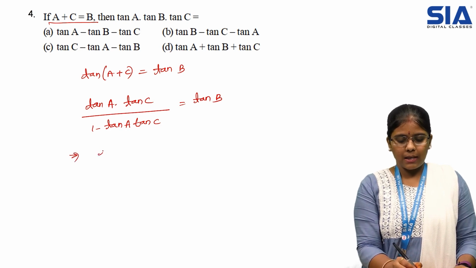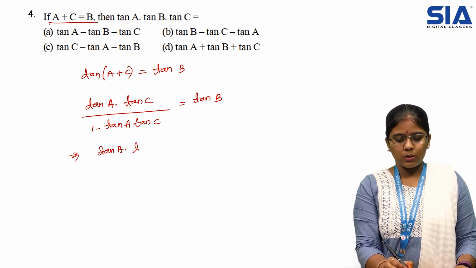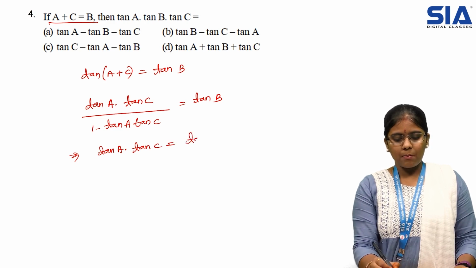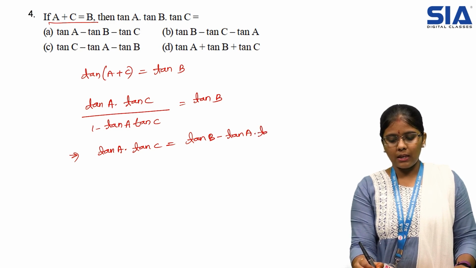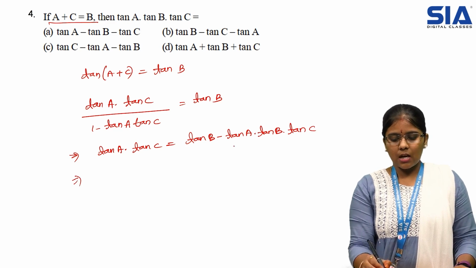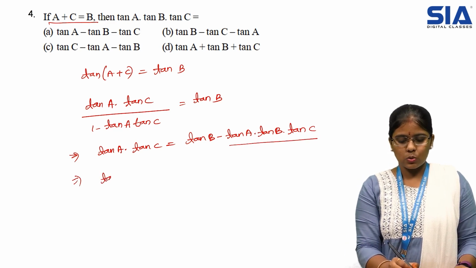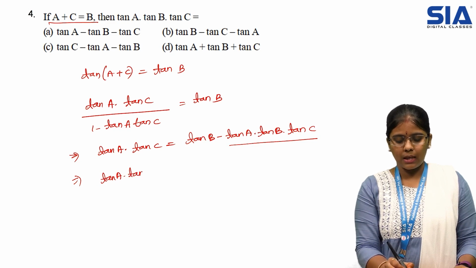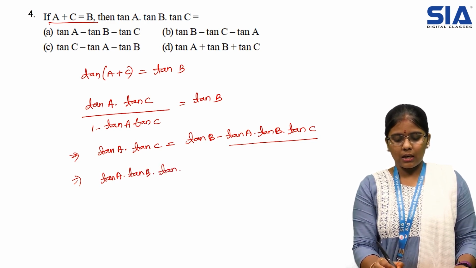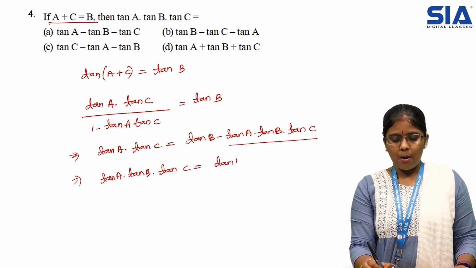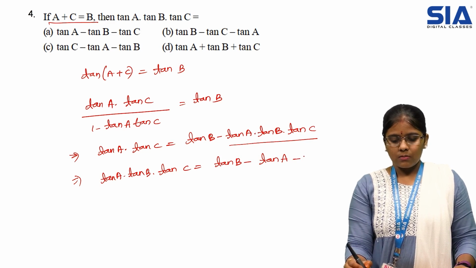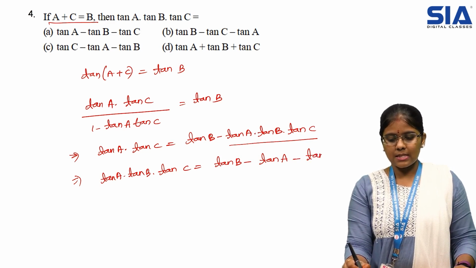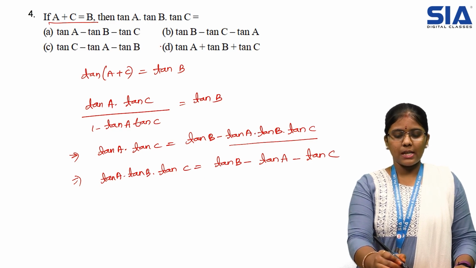If we cross multiply, tan A plus tan C equals tan B minus tan A into tan B into tan C. If we take this complete product towards the left side, so tan A into tan B into tan C equals tan B minus tan A minus tan C. So the correct option is B.